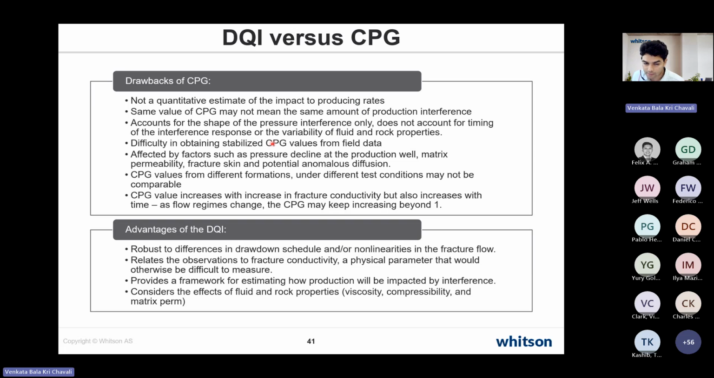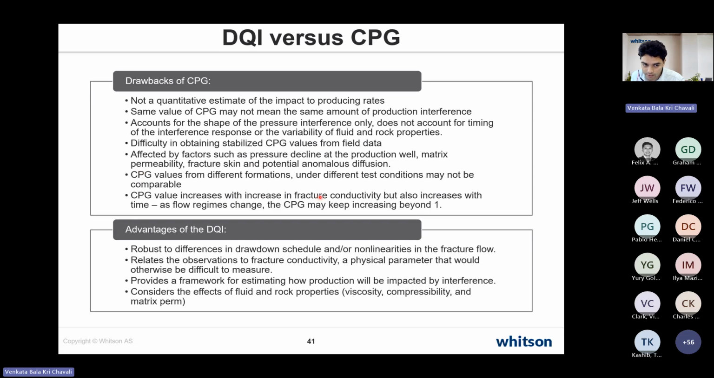Now, we also saw how the CPG values might keep going up or are sensitive to that prior pressure trend, sensitive to the noise, sensitive to the derivative window size, etc. So effectively, obtaining that stabilized CPG value might be difficult. There's anomalous diffusion, and for different formations and different test conditions, those CPG values start to lose meaning. But as long as the tests are consistent and you've used the same basis for fitting the prior pressure trend, you should still be able to use that for a qualitative comparison.